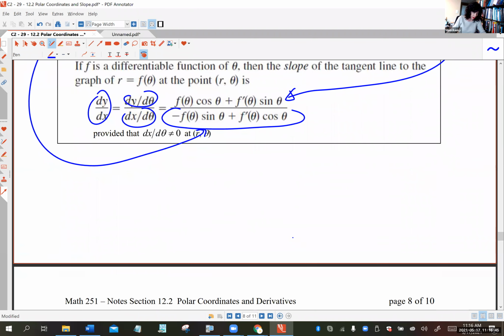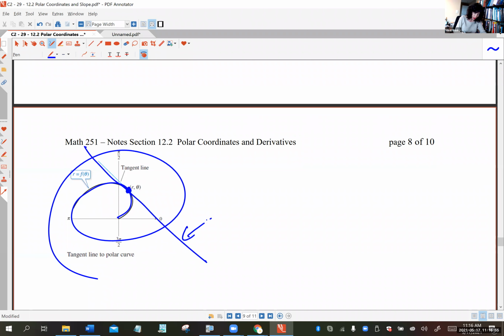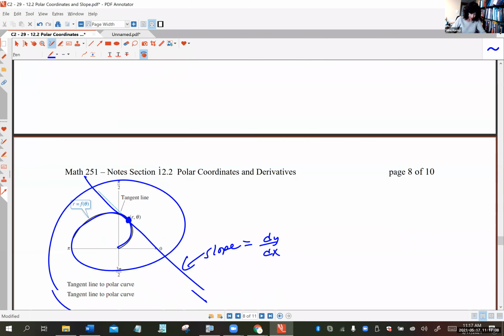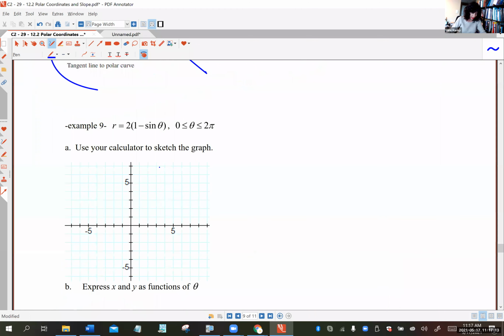Okay, so the idea is if you have a polar graph, maybe a spiral or something like that, and somebody picked a point and drew a tangent line to it, the slope of the tangent line would be equal to dy dx, which is this horrible looking thing, like awful, like bad. Okay. So we're going to do an example or two, and we're going to do it in slow motion just to kind of help ourselves out. Because it's kind of painful. I won't lie.